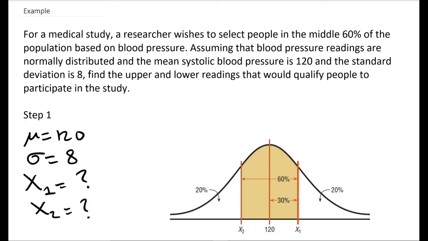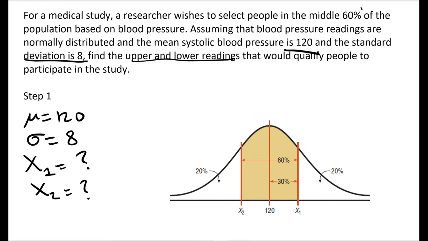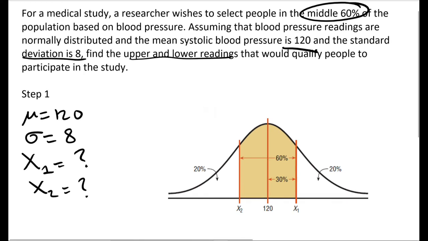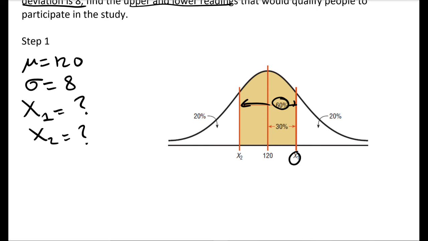All right, so we know that the average is 120, the standard deviation is 8, and we want to figure out the upper and lower readings because we're looking for the middle 60%. So the middle 60% is given in the shaded area. So this is in between those two values of x that we're looking for. So we're trying to figure out what those two x values are that give you the middle 60%. So those right now are a question mark.